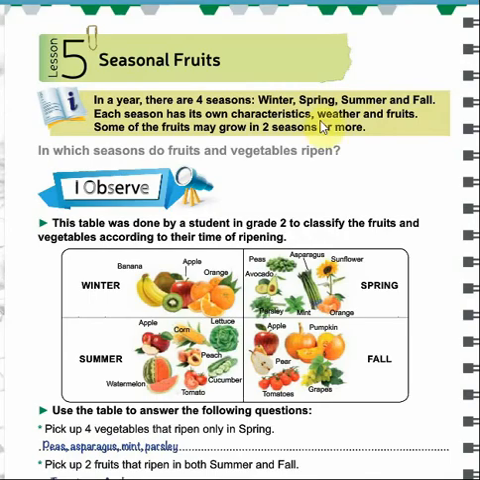Now let's go to our third lesson, which was seasonal fruits. You know, my kids, that seasonal fruits are the fruits that ripen in specific seasons.